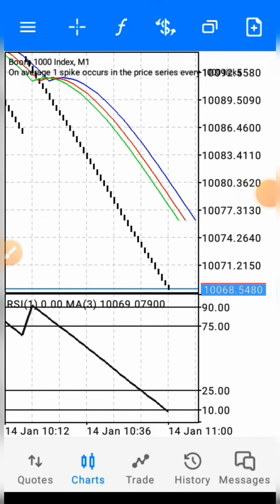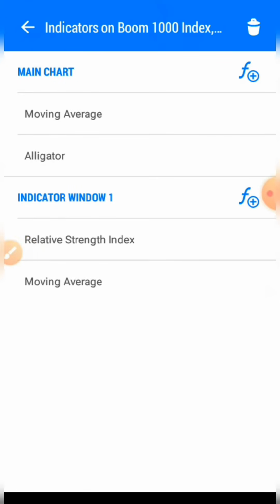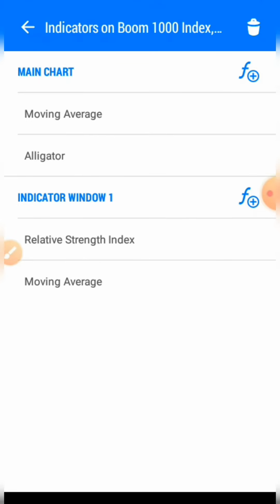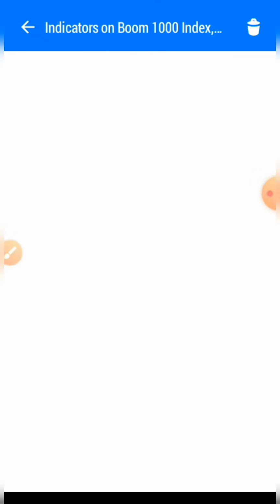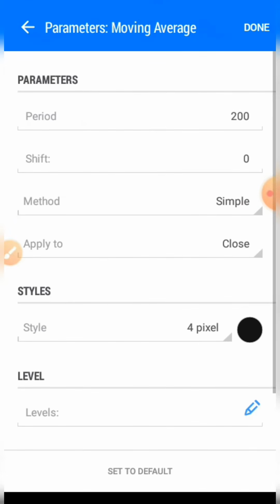For the settings, as you all know, you first of all click on the F sign right over here. After clicking on the F sign, you can see our first indicator right here is the moving average. I don't want to waste time, so let's just add it. After clicking on the F icon, the first indicator is the moving average. Search for the moving average and you add it.